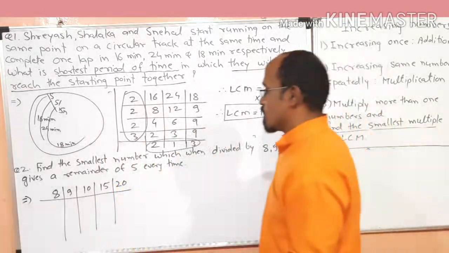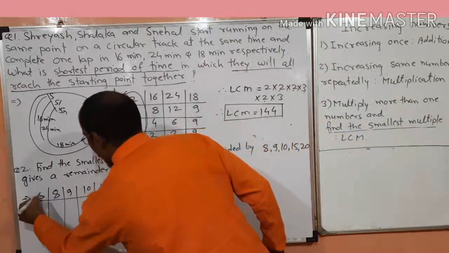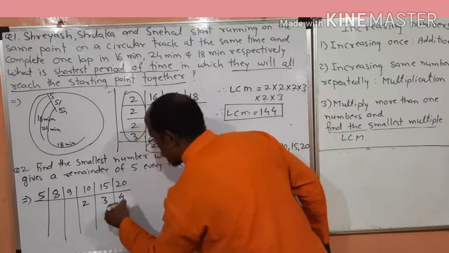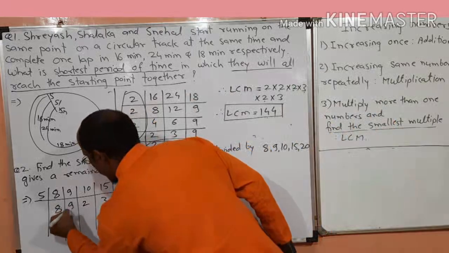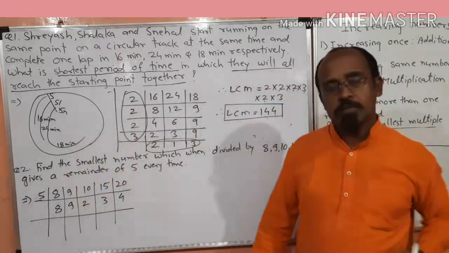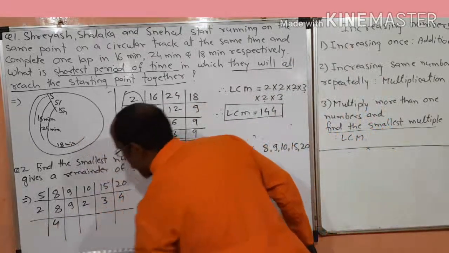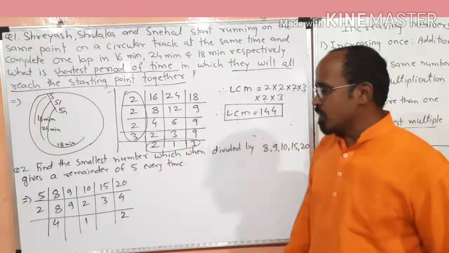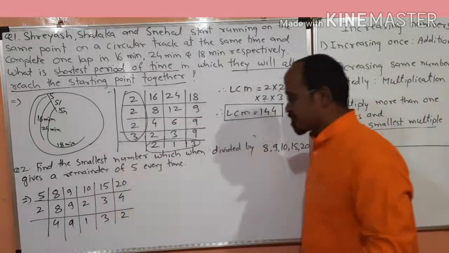Okay, 1, 2, 3: three numbers are divisible by 5. So 5 2s are 10, 5 3s are 15, 5 4s are 20. 8 and 9 are not divisible by 5, so they are written as they are. Now 1, 2, 3: three numbers are divisible by 2. So let's divide them by 2. 2 4s are 8, 2 1s are 2, 2 2s are 4. Clear? 9 and 3 are not divisible by 2, so they stay as they are.